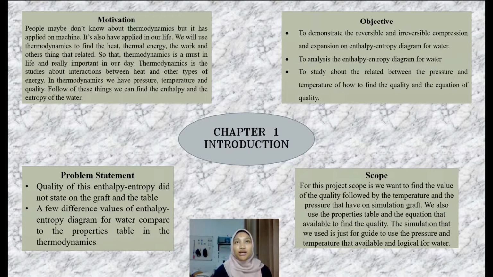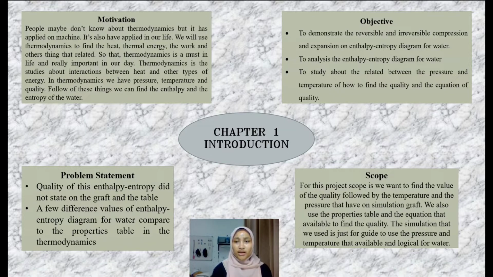Obviously in thermodynamics, pressure and temperature are very important when we want to find something like energy, quality, enthalpy, and entropy. We must know what the pressure is and what the temperature is. That's why we state the pressure and the temperature in the objective.